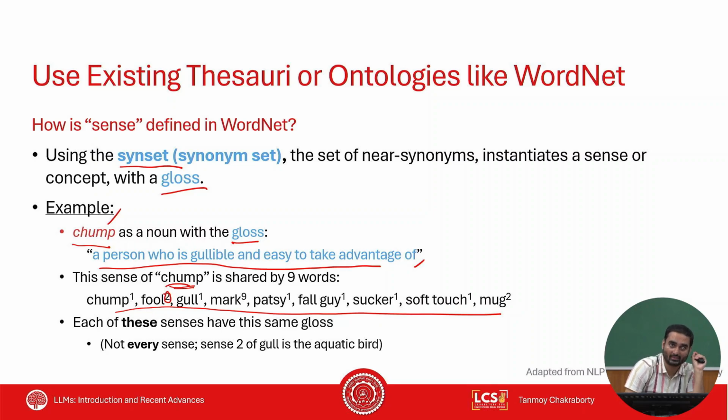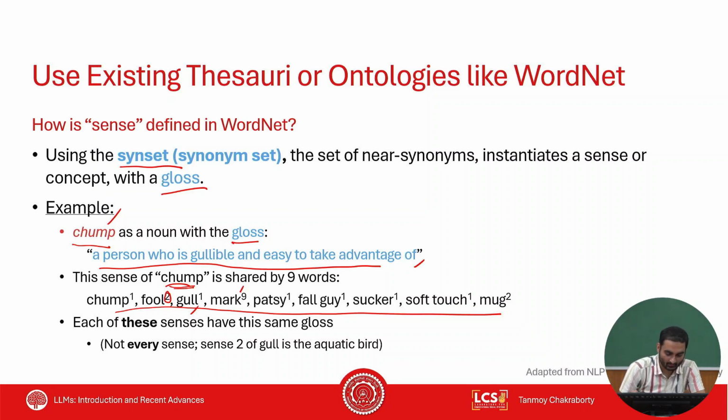So the particular sense of the word chump is linked to the second sense of the word fool, to the first sense of the word gull, to the ninth sense of the word mark, and so on and so forth. Now imagine the amount of effort. Every word has multiple senses. These senses are linked, not the words, the senses are linked.